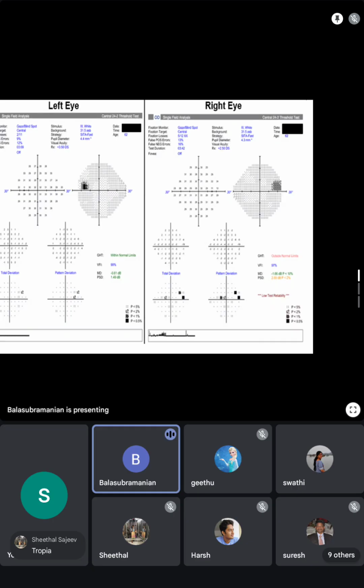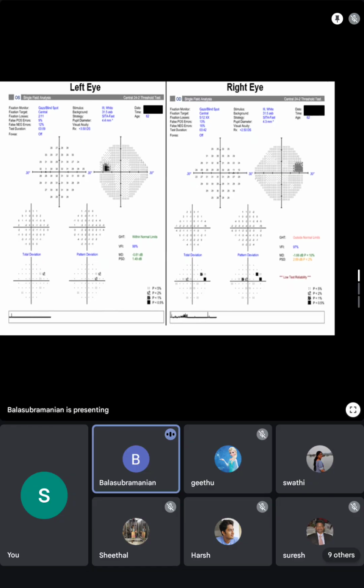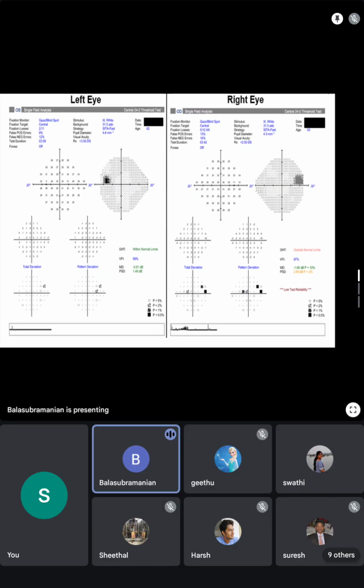I want you to also see the bottommost line, the gaze tracker. In the left eye, it is a very straight line. In the right eye, you can see large deviations from baseline. That means the person has been moving the eye and not fixing properly. Can you see that gaze tracker? Is it visible? Yes, ma'am.